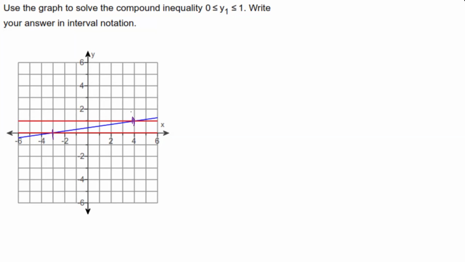And it includes those, so it looks like it's going from, what, -3 up to a 4. And so that would be my interval notation for the compound inequality. So it's going to go from here to here, and so that would be my solution.